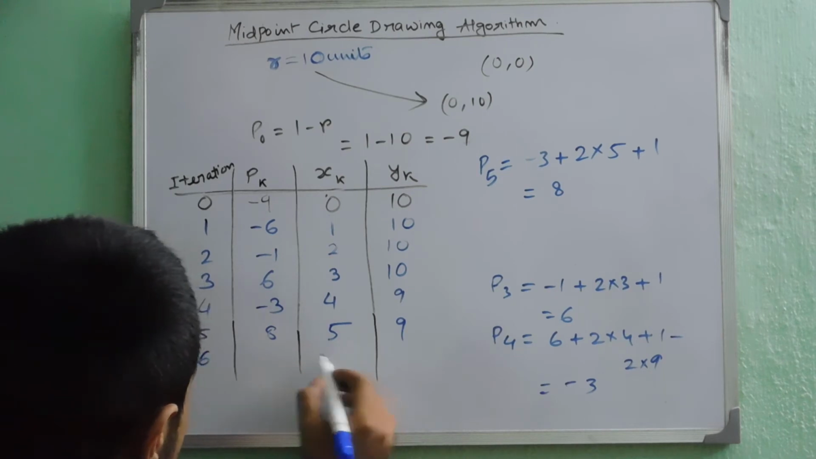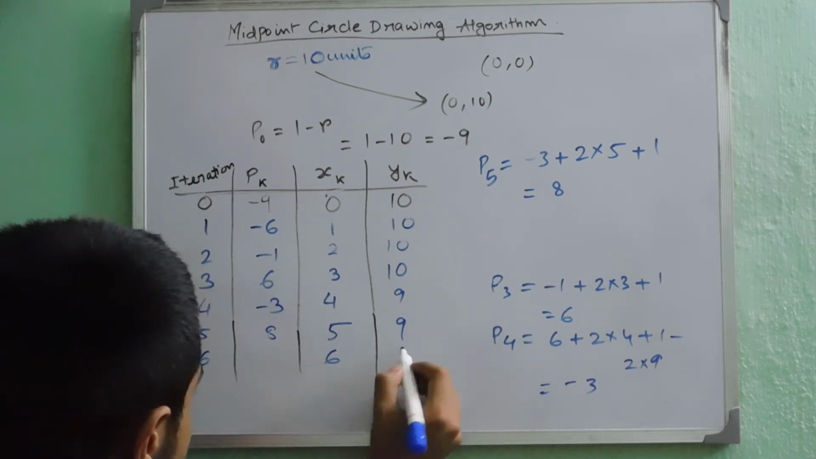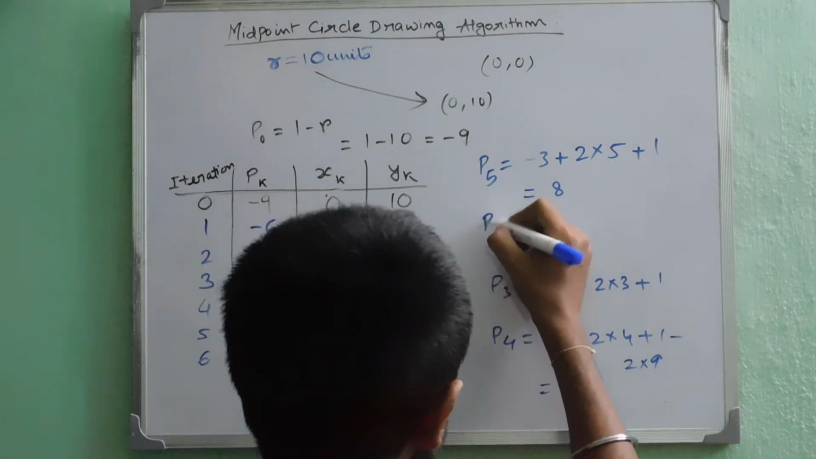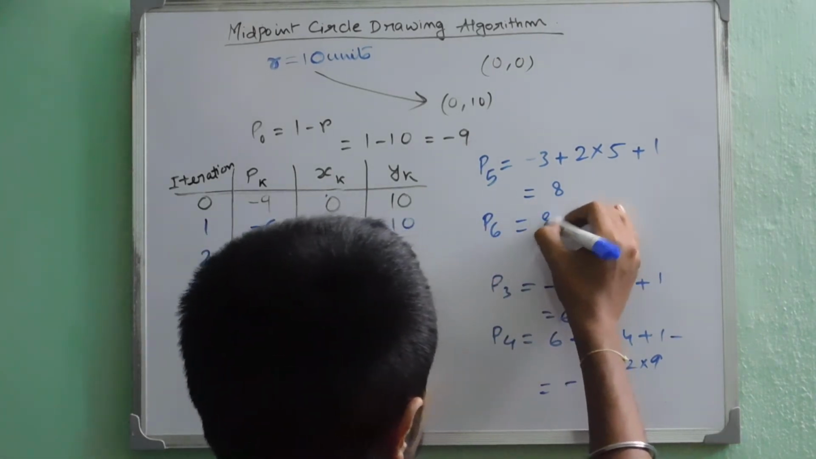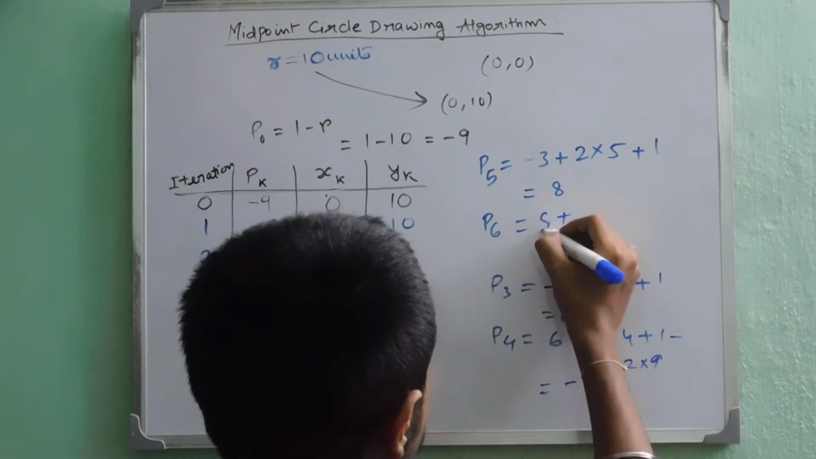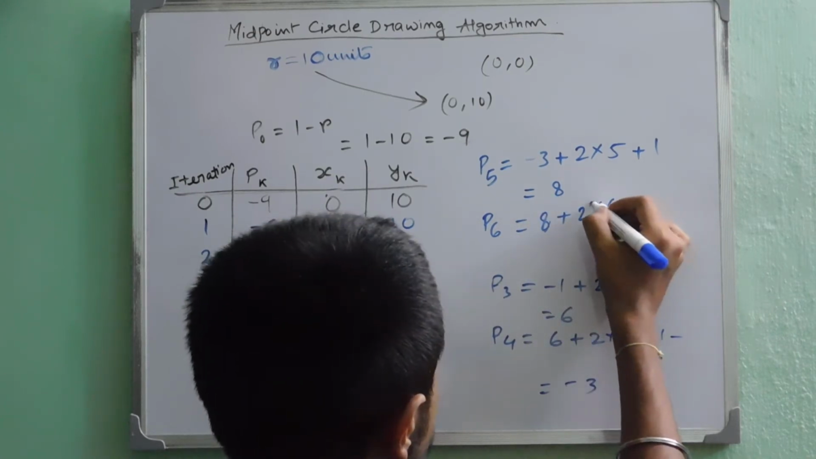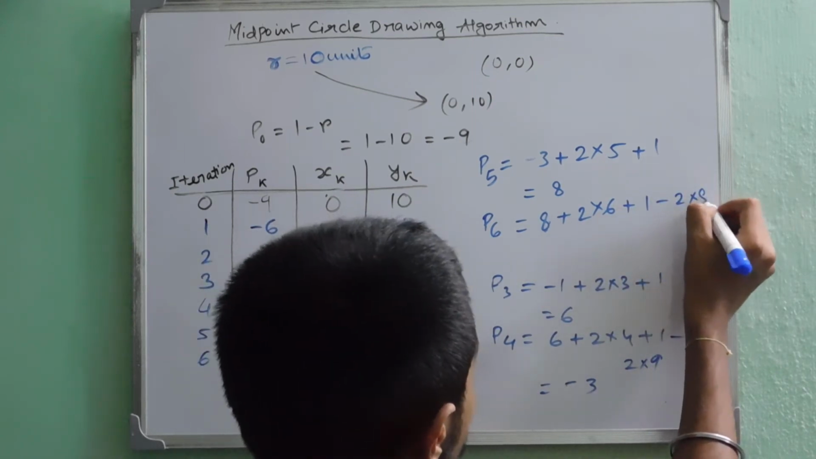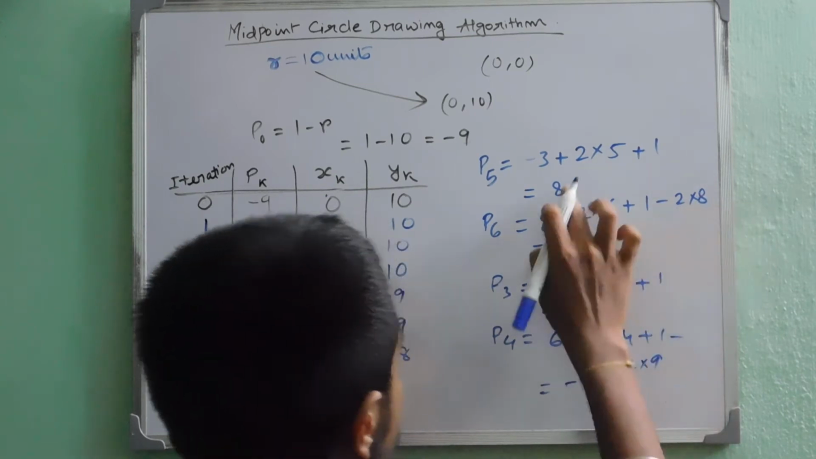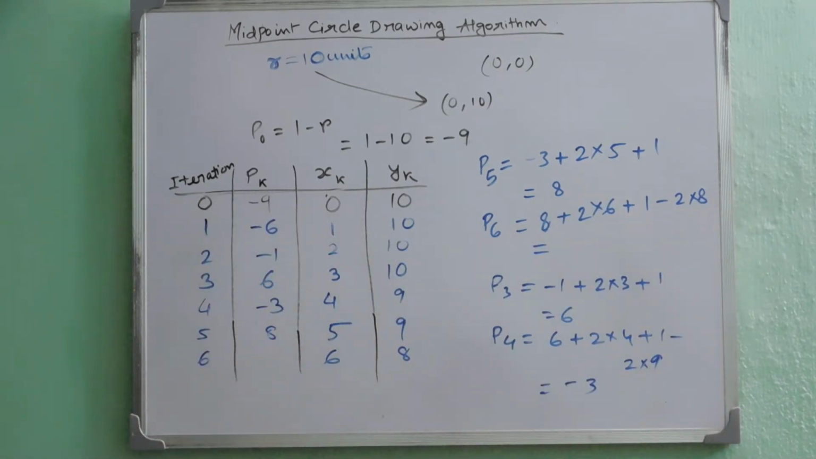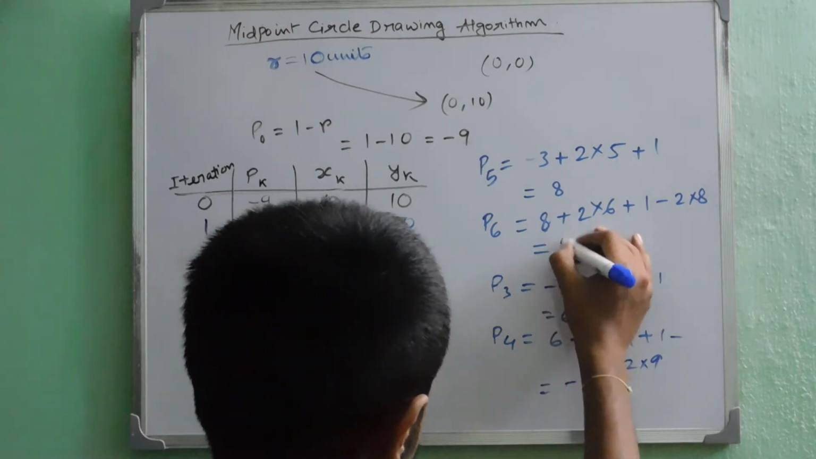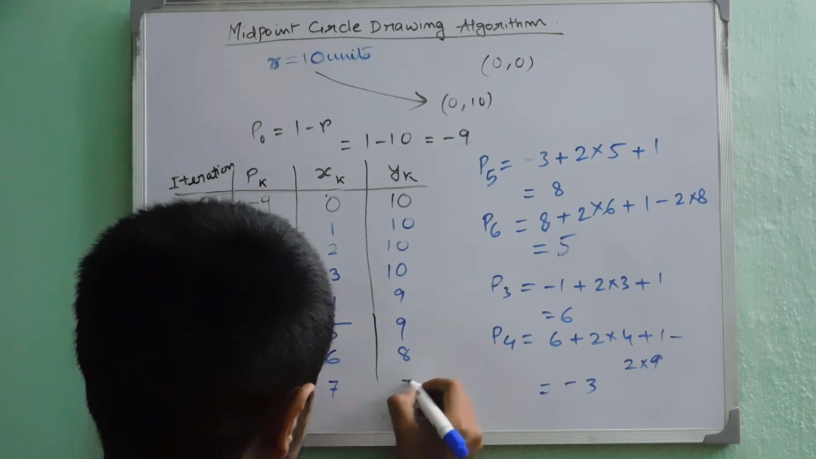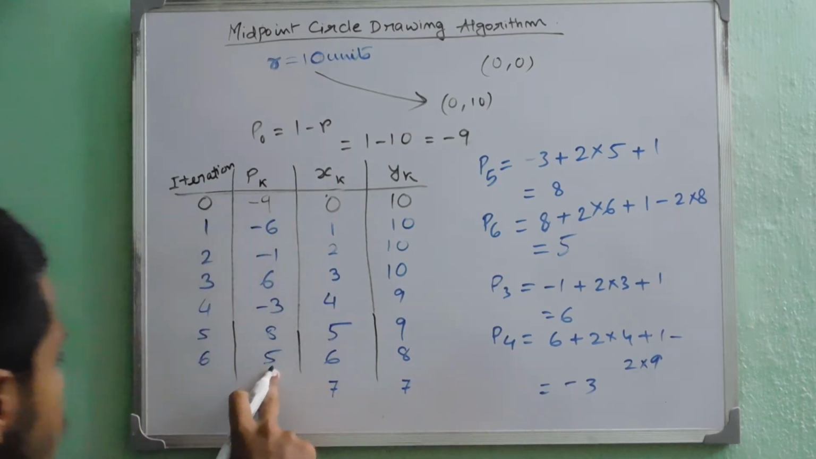Now next one, this is positive, that means this will increment, this will decrement, so 6 comma 8, and we will calculate our p6, that will be equal to 8 plus 2 into 6 plus 1 minus 2 into 8, because this was positive. Okay, so this will be equal to 5. So we will write here 5. This will increment, this will decrement, because this was positive.